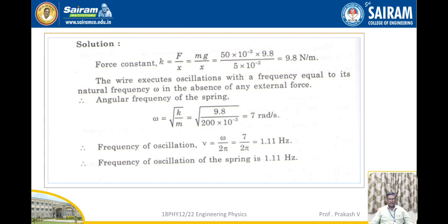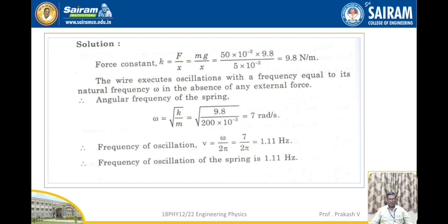The spring executes oscillations with a frequency equal to its natural frequency omega in the absence of any external force. Therefore, the angular frequency of the spring is given by omega is equal to square root of K by M, that is equal to square root of 9.8 divided by 200 into 10 to the power of minus 3. So if we calculate, the value of omega is equal to 7 radians per second.